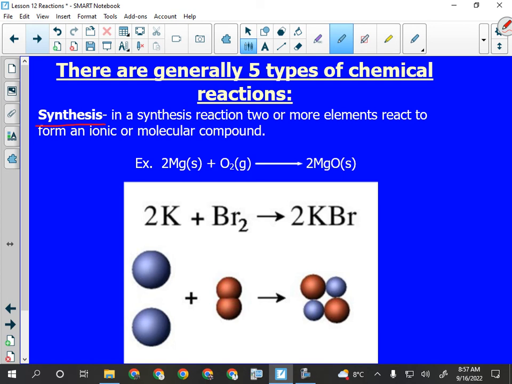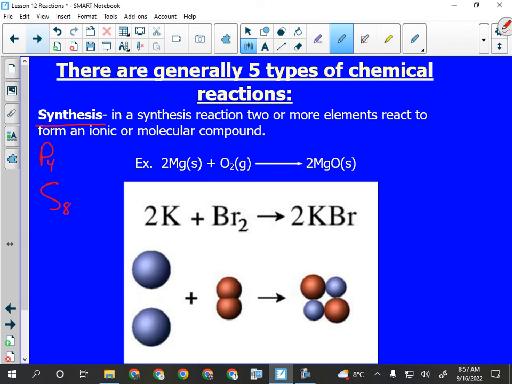Phosphorus comes as a 4 when it's by itself, and sulfur comes as an 8 when it's by itself. Hydrogen also comes as a 2. So it looks kind of like this. If someone says phosphorus reacts with something, it means P4 reacts with something. If it says something reacts with sulfur, that's S8.